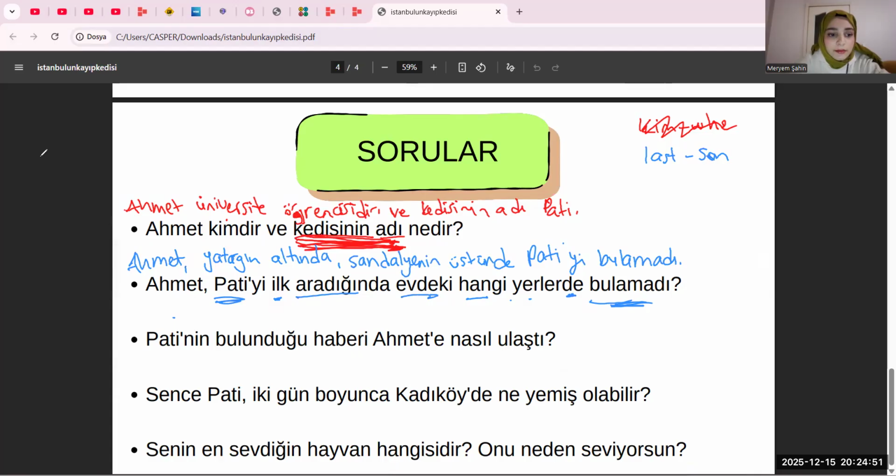Third question. And again I'm gonna change the color. Pati'nin bulunduğu haberi. Haber means news. The news that Pati was found. Ahmet'e nasıl, how, ulaştı, reached. How it reached Ahmet? Through an animal group. Yes.